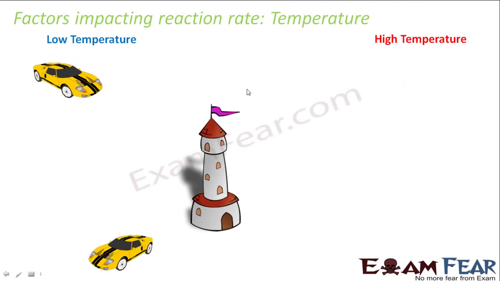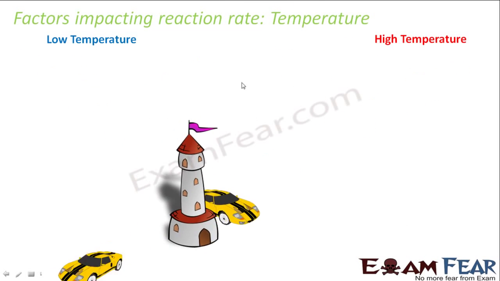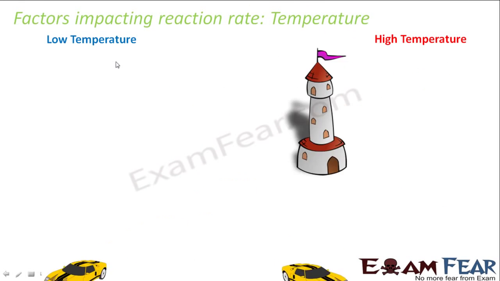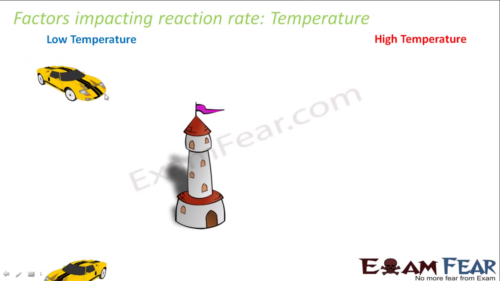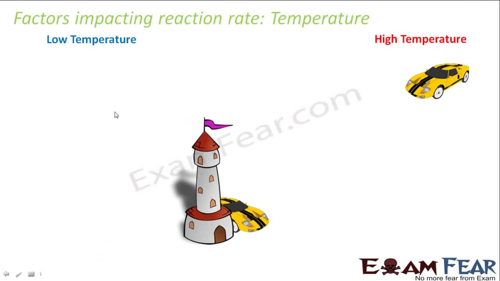That means A and B gives C plus D. If that is the reaction, A and B are the same in both cases, but the temperature is different. On the left hand side, the temperature is low. Thus, the speed of the molecules is low. If you see, the frequency is very low.